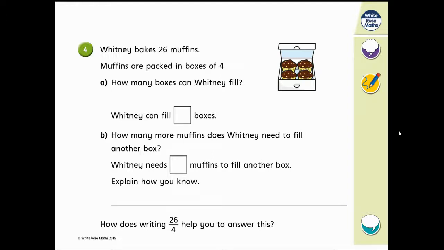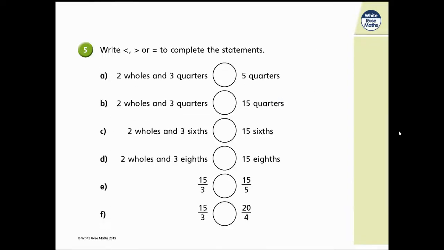Because 26 is 2 more than 24. So how many more muffins does Whitney need to fill another box? Well, if we've got 2, and we need 4 muffins to fill another box, that means we just need another 2, doesn't it? We know that because we've worked out that you can fill 6 boxes because 4 6s are 24. That's left us with 2, and we need 2 more to fill another box. So we've done a problem. Some of you may have drawn out the problem. Some of you may have just done it in your head. It's entirely up to you how you do it, as long as you get the right answer.